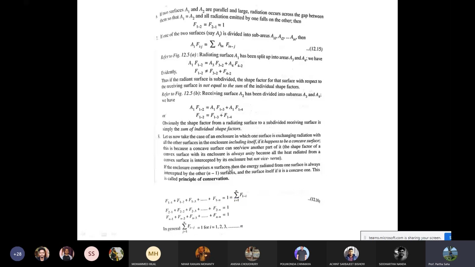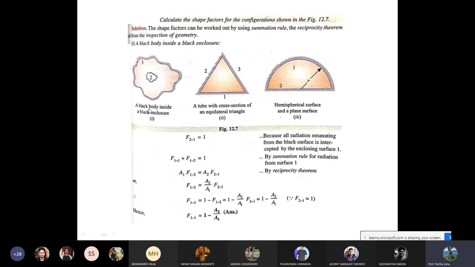That's what is more important. That is, the sum over j from 1 to n of F1j, originating from the radiating surface 1, will be equal to 1. Similarly, for F2j, radiating from the second surface, the sum will be 1. Then for n surfaces, in general you can write the sum over j from 1 to n of Fij equals 1, for i equals 1, 2, 3, up to n. That is quite easy to understand.